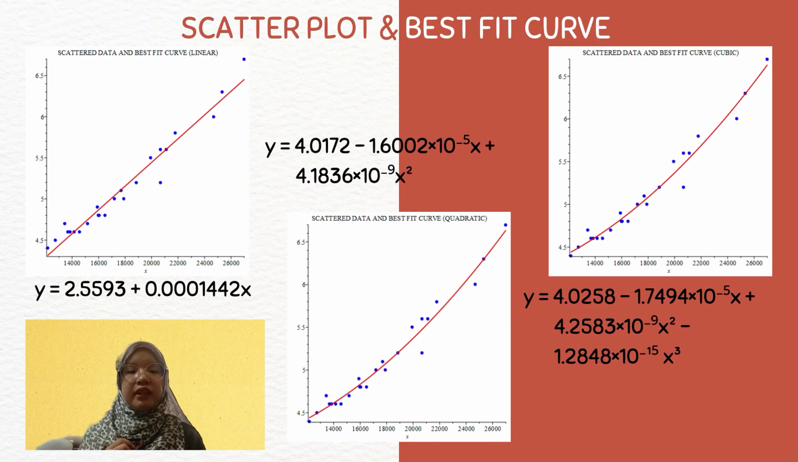The next graph shows the cubic best fit curve plotted together with the scattered data. The cubic equation is y equals 4.0258 minus 1.7494 times 10 to the power of negative 5 times x plus 4.2583 times 10 to the power of negative 9 times x squared minus 1.2848 times 10 to the power of negative 5 times x cubed. The cubic model allows the curve to bend more than once, making it even more flexible. When we view the graph, the cubic curve also follows the data trend closely.